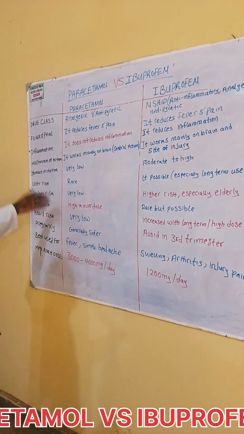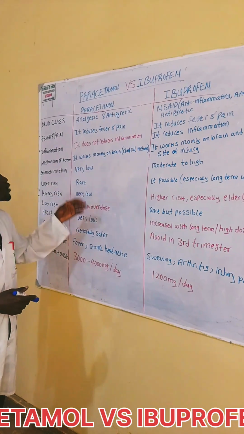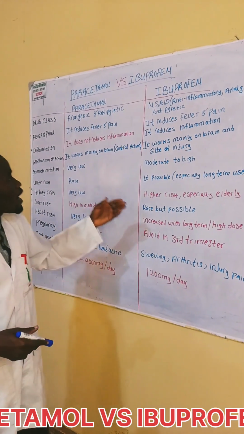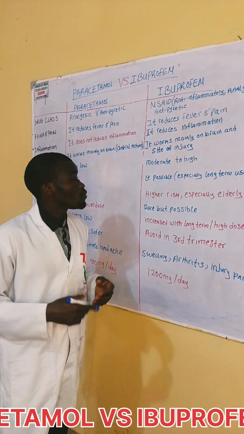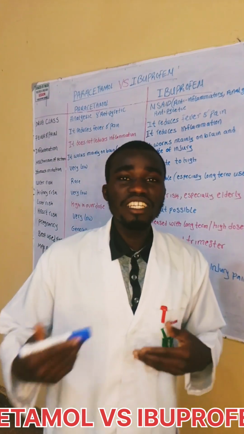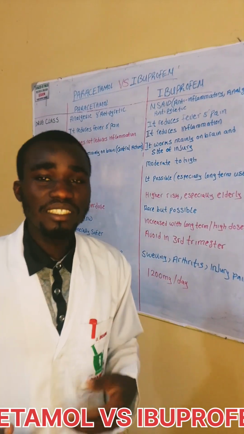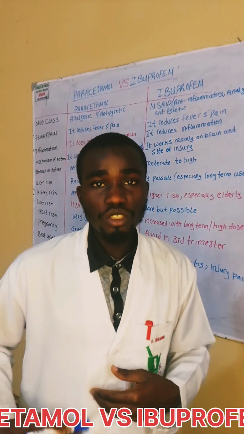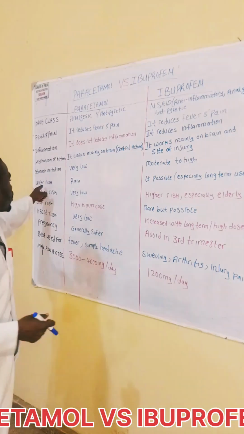What about the ulcer risk? Paracetamol is very rare to cause ulcer, while with ibuprofen it is possible, because we said that ibuprofen is an NSAID, which can increase bleeding, and from there it can lead to ulceration, which also leads to ulcer risk.